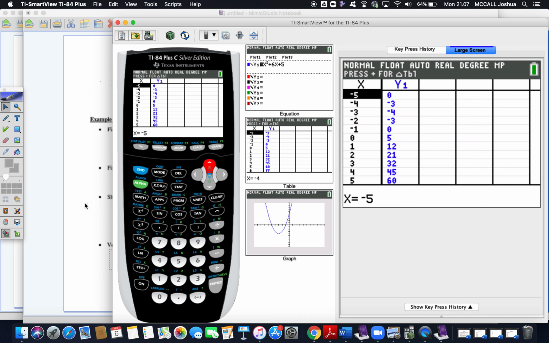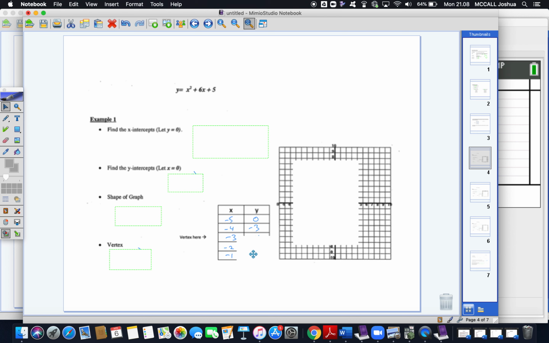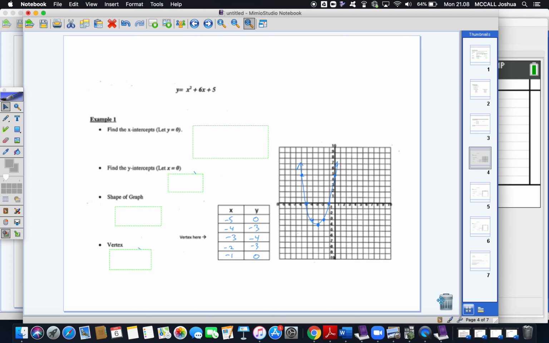So we're going to come back over here, and then we could fill in our table. Right, there's our table that we just had. We can take those points and plug them onto our graph. We get those points there. Now we've already established that the x-intercepts are at -5, 0 and -1, 0. We said that the vertex was at 0, 5, and the shape of this graph opens up, and we said the vertex was -3, -4.